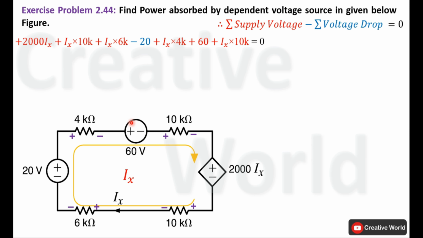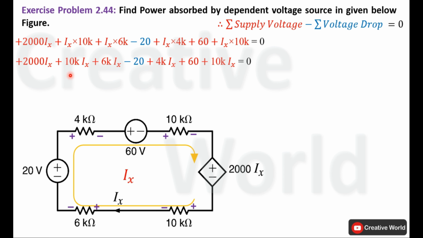Next is 60 volt source. Current entering terminal is positive, so 60 volt will be taken with positive sign. And last one is 10 kilo ohm resistance. Product of Ix and 10 kilo ohm resistance will be taken with positive sign because current entering terminal is positive. Now solve this equation. Take the products of Ix and the values of resistances. The equation will become 2000 Ix plus 10k Ix plus 6k Ix minus 20 plus 4k Ix plus 60 plus 10k Ix equal to 0.